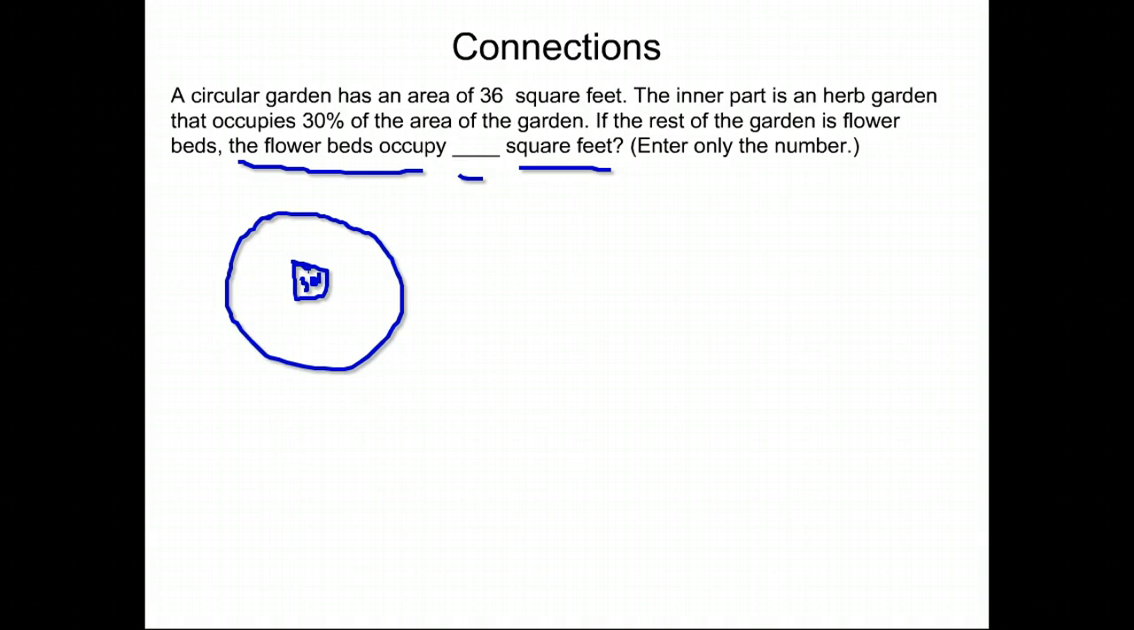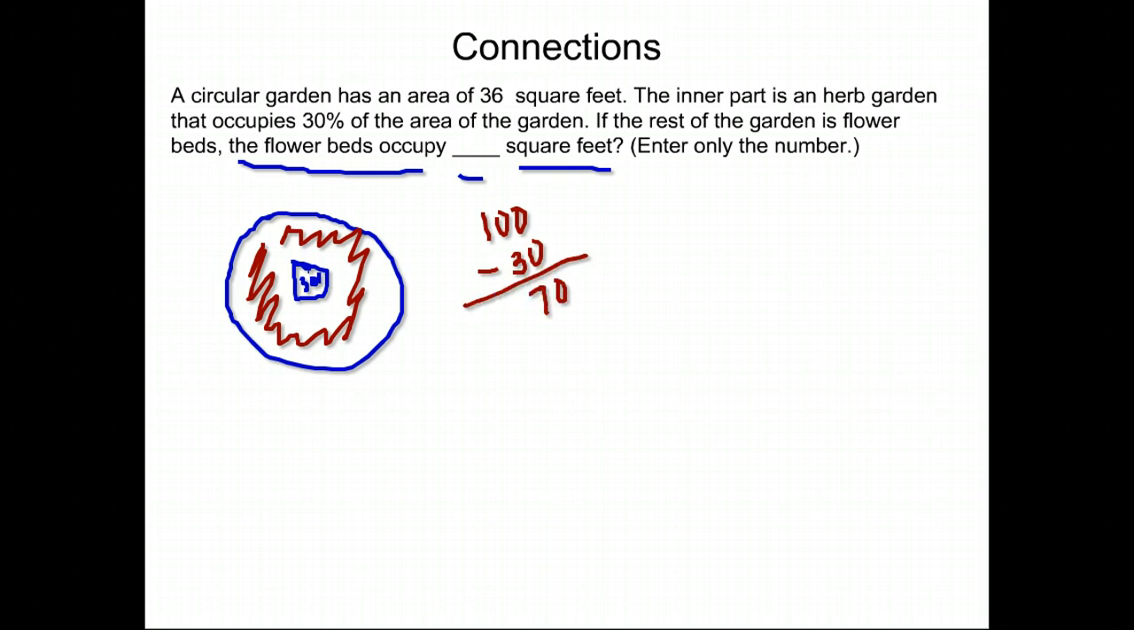Okay? Everything else is flowers. All right? Everything that's left. So all of the rest of the garden is flowers. What percent is flowers, or what amount is flowers? So first thing we need to say is what percent is going to be flowers. Well, if 30% is herbs and everything else is flowers, there's 70% left that can be flowers. So this is how they're applying what we use. They're actually here applying the complement method.